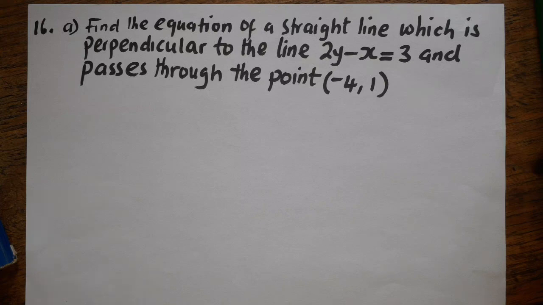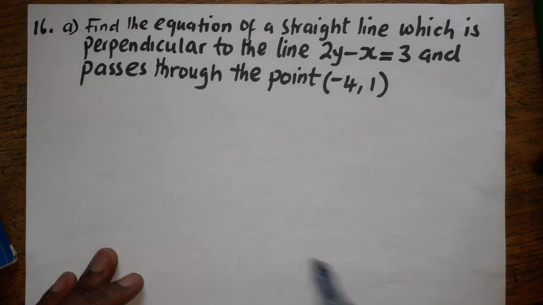We come to question 16a. Find the equation of a straight line which is perpendicular to the line 2y minus x is equals to 3 and passes through the point (-4, 1). Okay, so what are we supposed to note here?